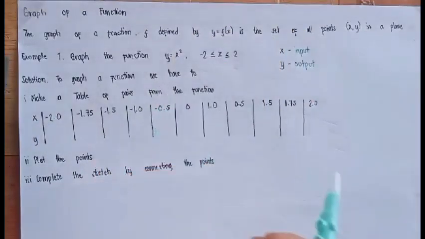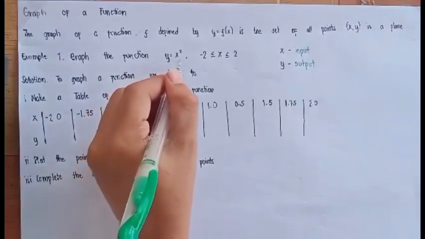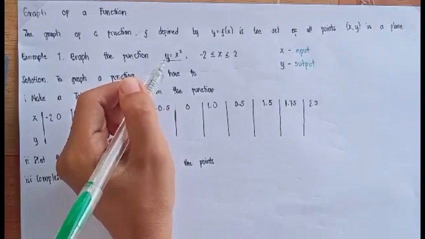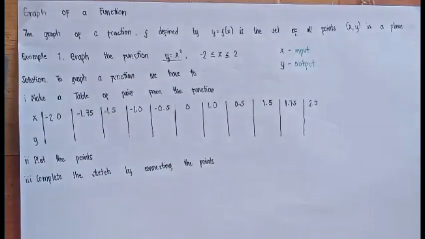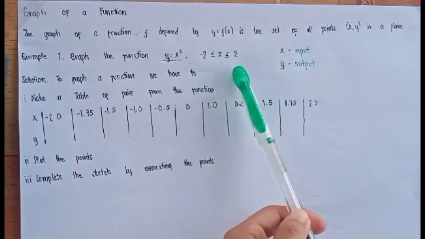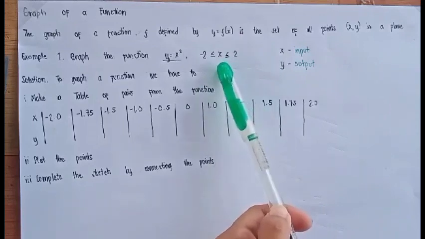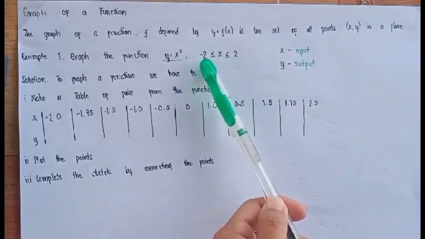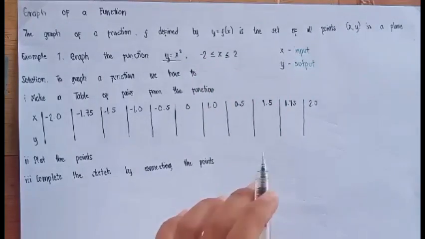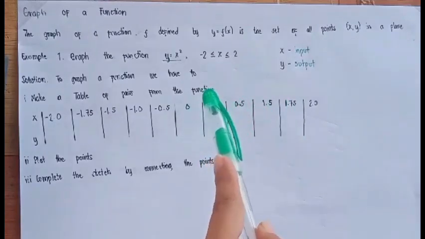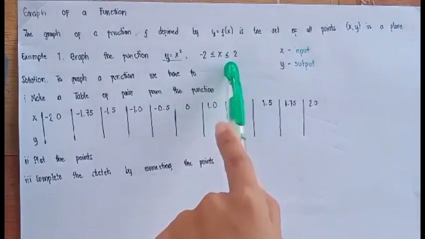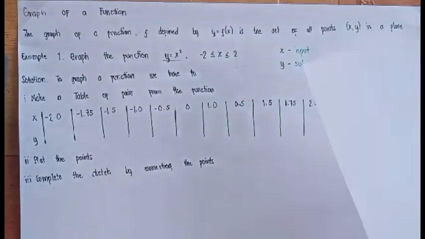Now we will solve this problem. Y equals x squared. So the first step that we need to do is to make a table of pairs from the function. I already put the values of x here, so the next task is to substitute the values of x to the given problem. Okay, so let me have a clean sheet of paper.